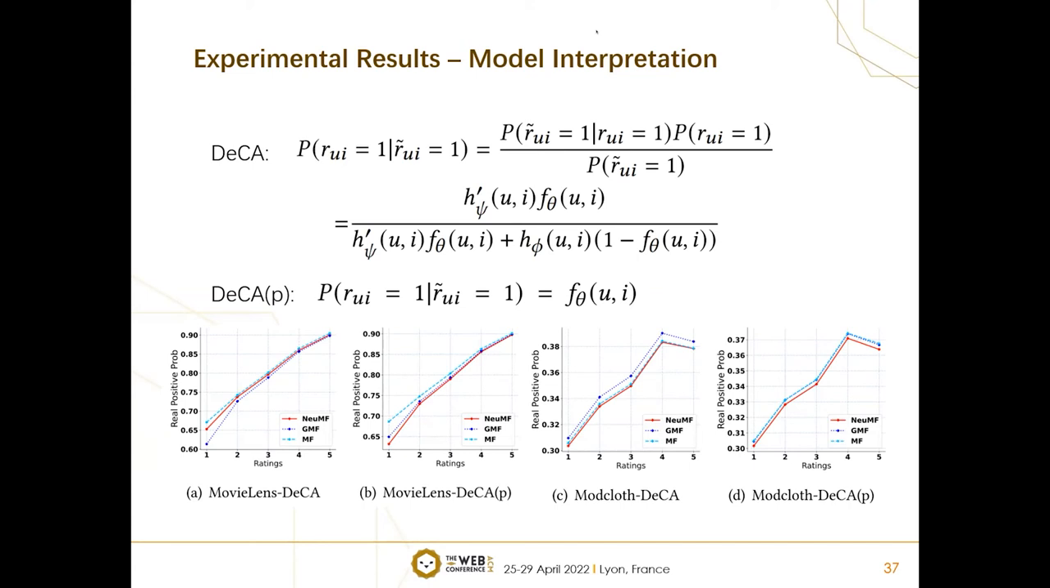Besides, as the ratings go higher, we found that the probability also goes higher. This aligns with our assumption that examples with higher ratings are more likely to be true positive. Okay, so this is the model interpretation part.